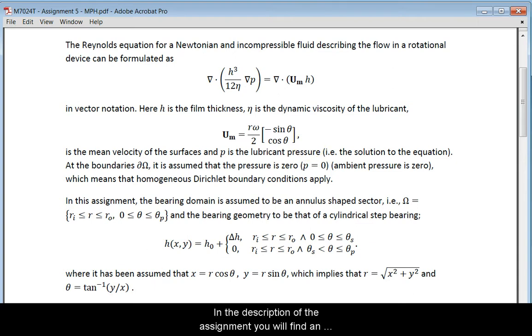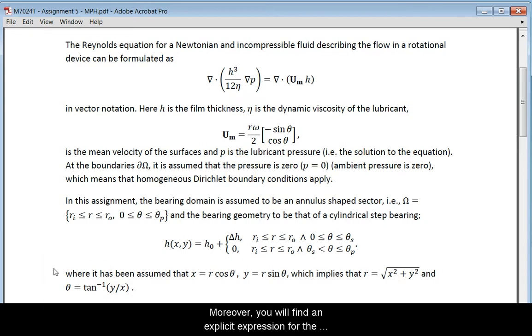In the description of the assignment, you will find an explicit expression for the Reynolds equation, which represents a stationary Newtonian and incompressible flow. It is stated in Cartesian coordinates. You will also find the expression for the velocity, in this case representing rotation by means of an angular velocity omega. When you scrutinize this expression, you will find that it represents counterclockwise rotation.